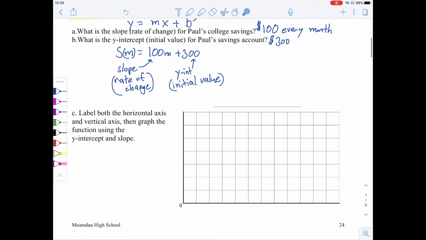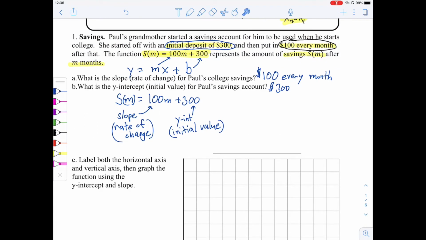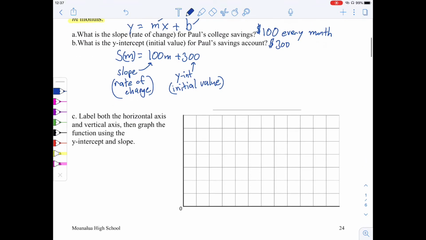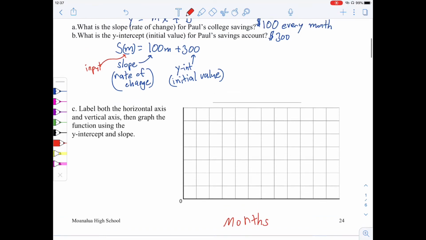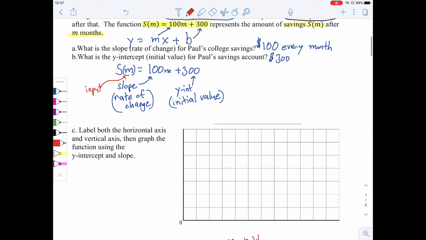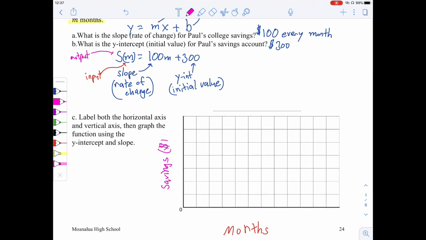So part C, we want to label both the horizontal axis and vertical axis and graph the function using the y-intercept and slope. Okay, so we got two things going on. We got money and we got months. So remember, our x-axis is always our input value. And to tell the input value, it just gives you into the equation. Your input value is the m, whatever we're substituting, that's our input. So that's our months. So our months go on the bottom, and then our vertical axis is our answer. So we substitute it, we get an answer, and that is our S, our savings. It's our output. So this is savings in dollars.